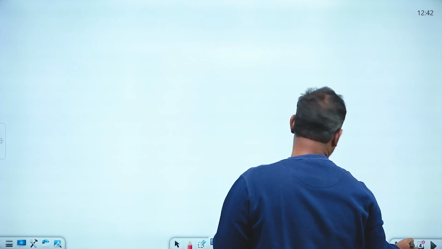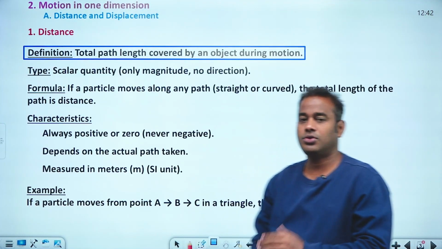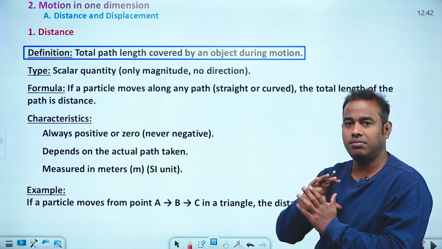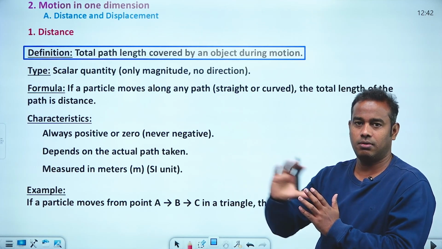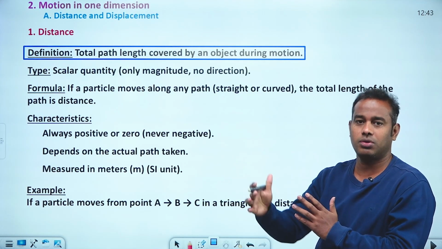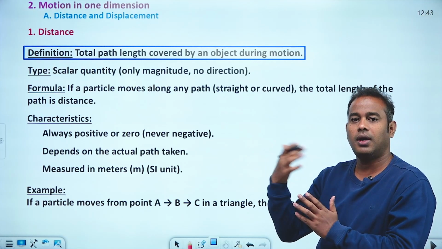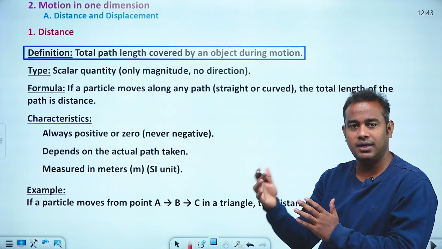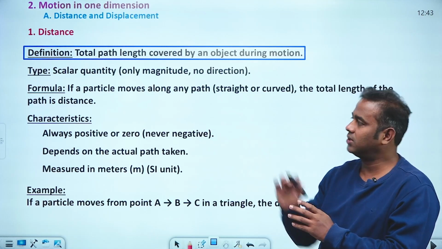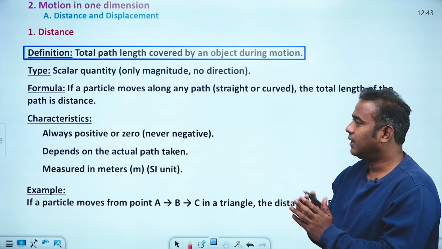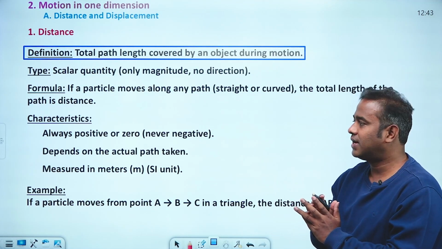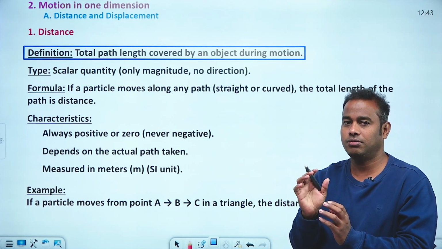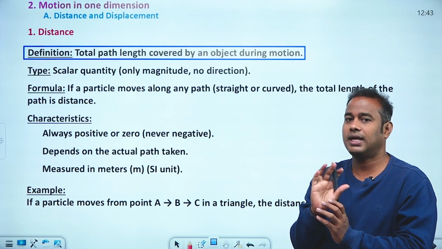Now let us dive into the concept of distance. So what is distance? Basically, distance is a scalar quantity. It means you can measure the distance. It's quantifiable. You can take some measuring method and quantify it. That is the first point. Apart from this, you need to understand that distance will be either positive or 0. It can never be negative.